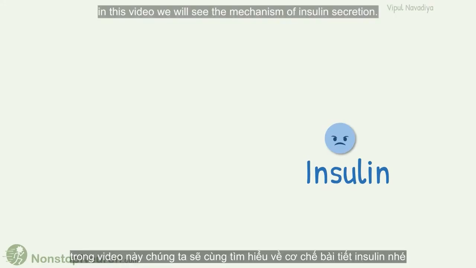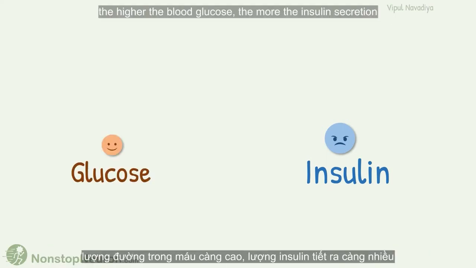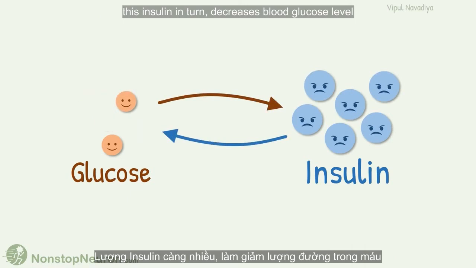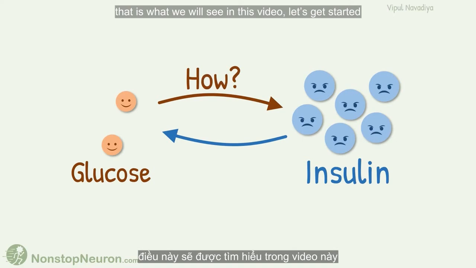Hello, in this video we will see mechanism of insulin secretion. We know that insulin is involved in control of blood glucose level. The higher the blood glucose, the more the insulin secretion. This insulin in turn decreases blood glucose level. But how exactly does increased blood glucose increase insulin secretion? That is what we will see in this video.